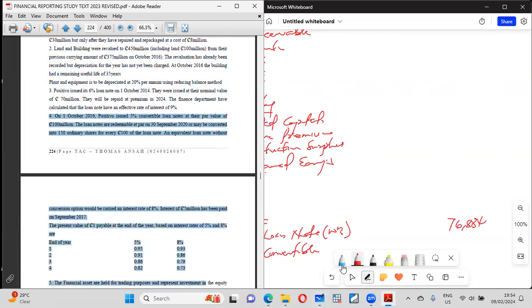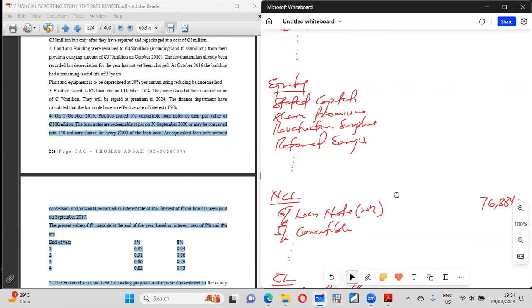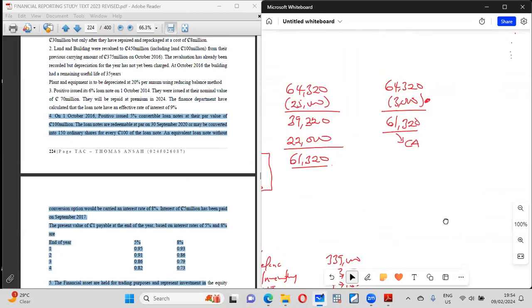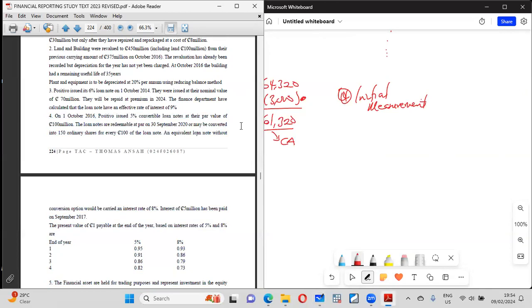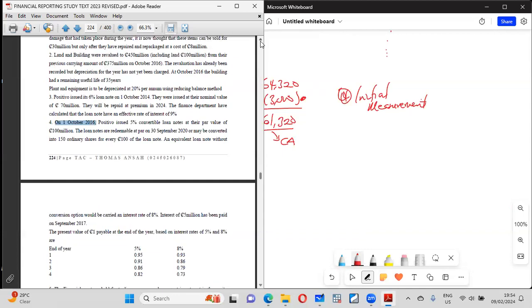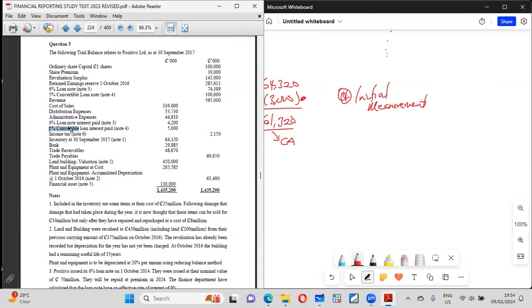Then we come to the convertible. If you've checked your IFRS 9 video very well, you see how we deal with the convertibles, that you have to do your initial measurement. So workings 4. Initial measurement. You do what? The PV of the payment. All right. So it started in 2016. The only thing they gave you here is 100,000. Would that 100,000 be what we have? No, because it's a convertible. So you can't take this figure and work with it.